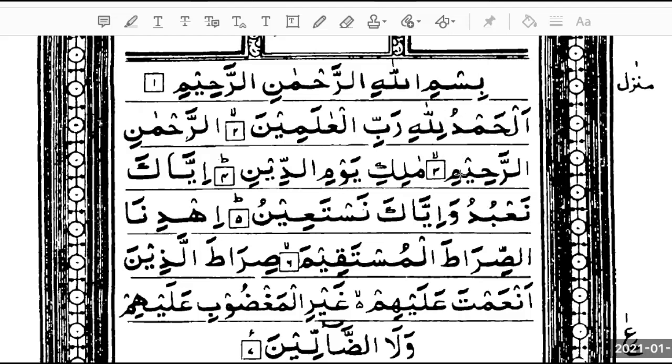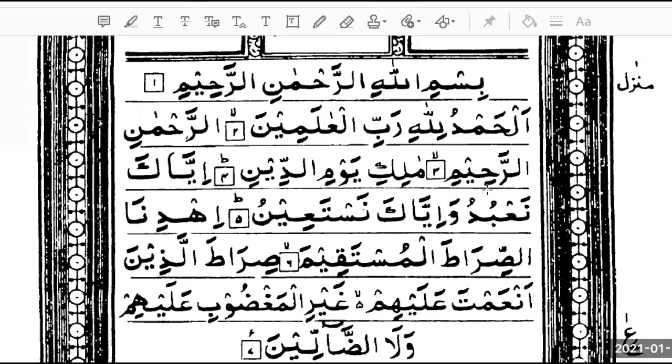A'udhu billahi minash shaitanir rajim. Bismillahirrahmanirrahim. Alhamdu lillahi Rabbil Alameen. Alhamdu lillahi. This is a vertical fatha. Alhamdulillahi Rabbil Alameen. Alameen.